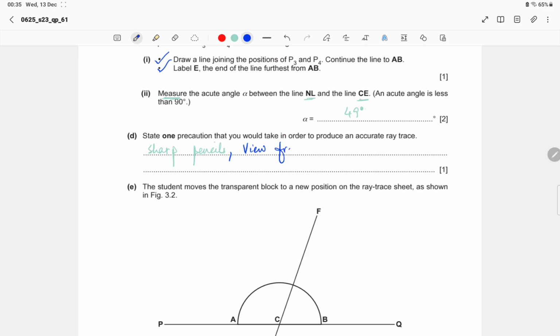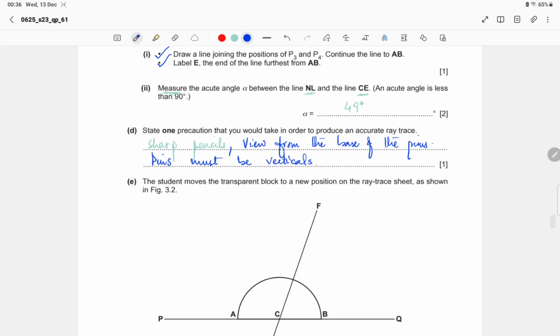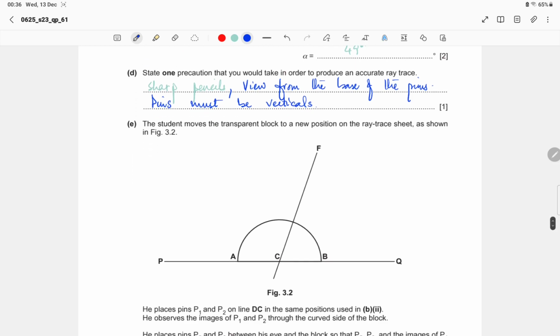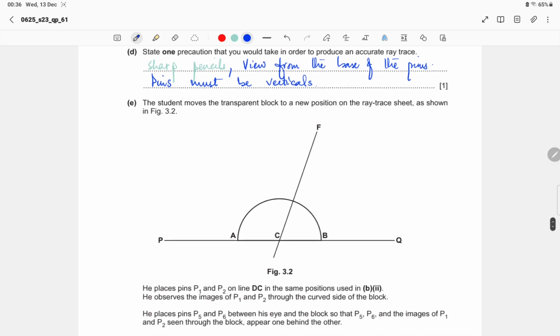View from the base of the pens, or bottom of the pens. And one pen must be vertical, pens must be vertical. So any of these out of three points you can write, any one, to get 1 mark for that.